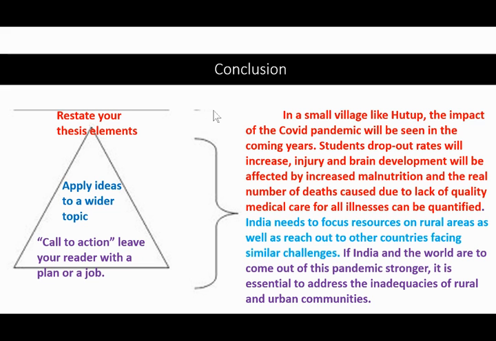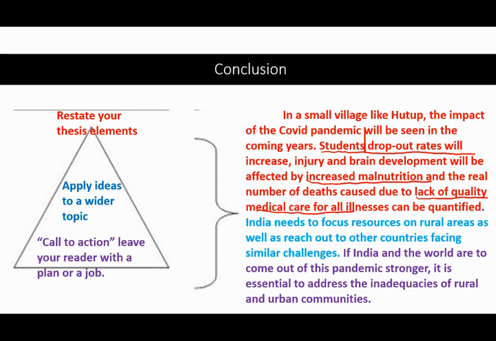So look at the red part in this. It says, in a small village like Hutup, the impact of the COVID pandemic will be seen in the coming years. Student dropout rates will increase. Injury and brain development will be affected by increased malnutrition, and the real number of deaths caused due to the lack of quality medical care for all illnesses can be quantified. So you can see that the ideas from the thesis are still here. I've just put in some different language.